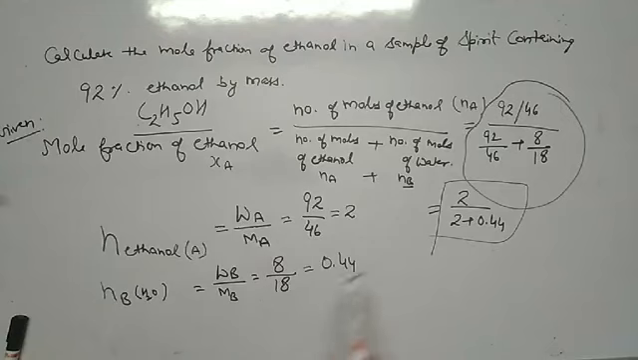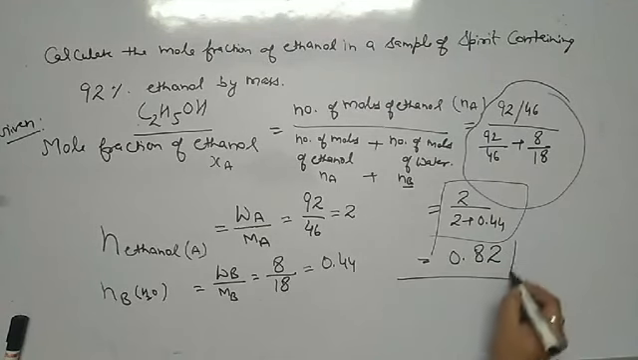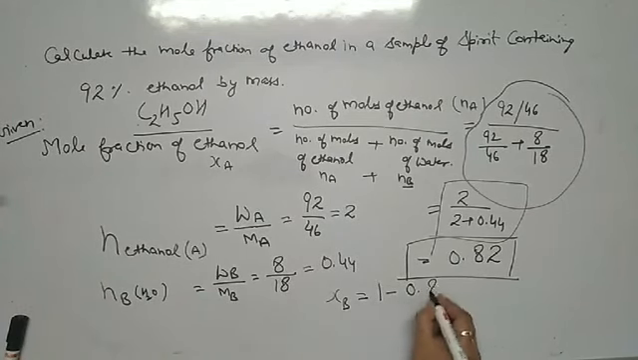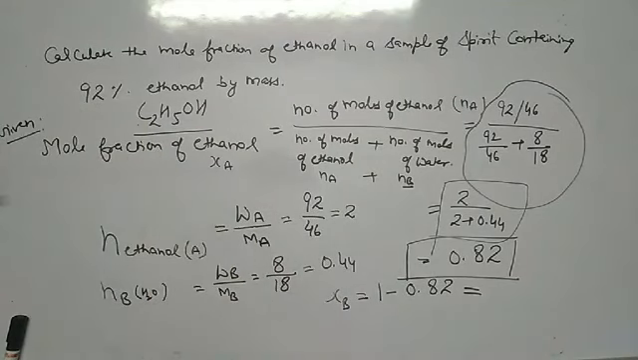कमाल है यार, 2/2.44 को डिवाइड नहीं कर पा रहे आप लोग. It's 0.82, for ethanol. If you want it for water, that means XB, at that time you find 1 minus 0.8. But in our question, they are asking only about ethanol. That's why I am giving only 0.82.